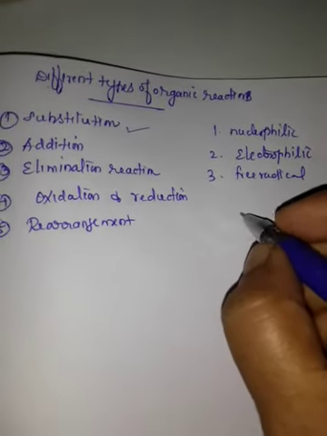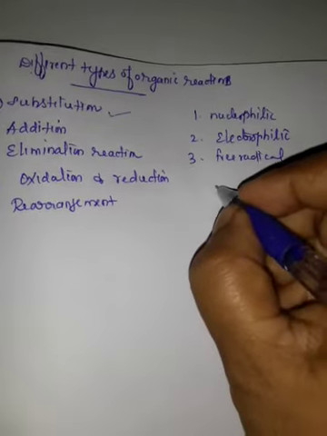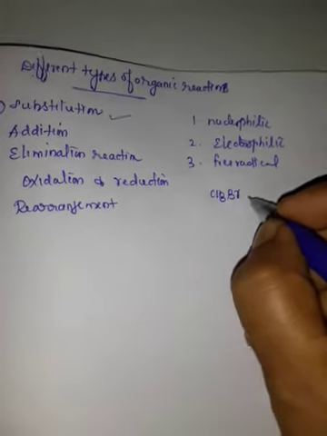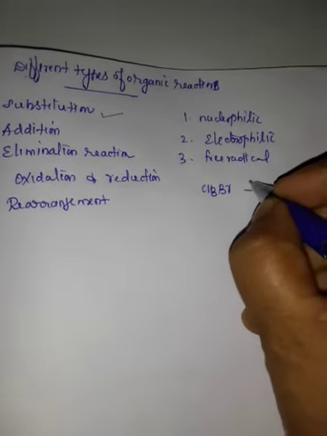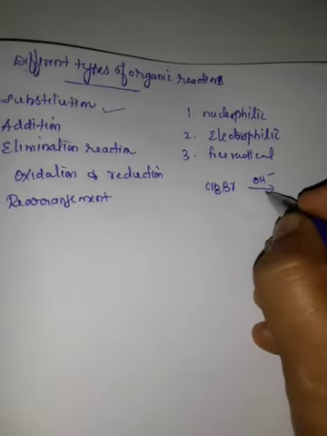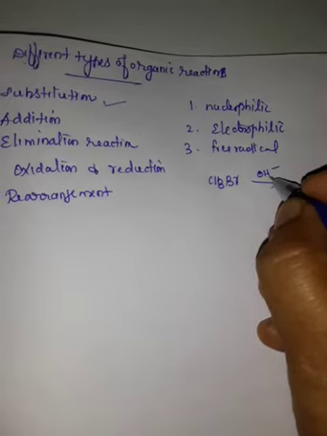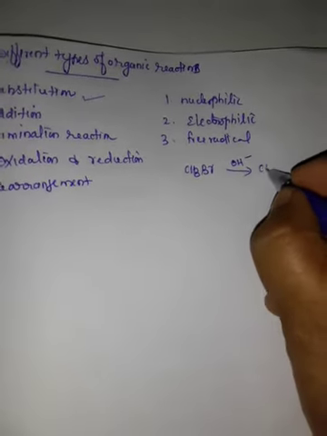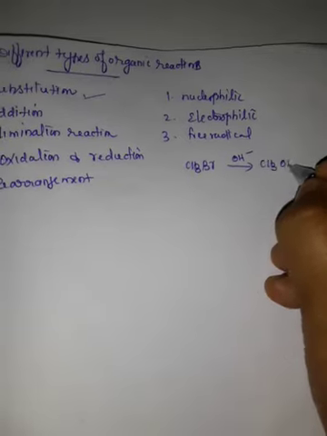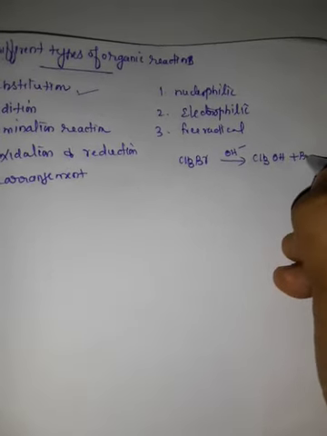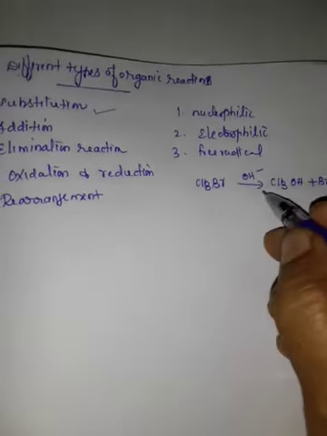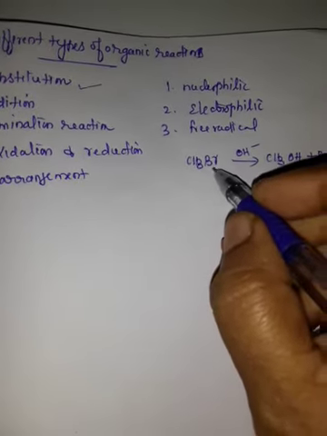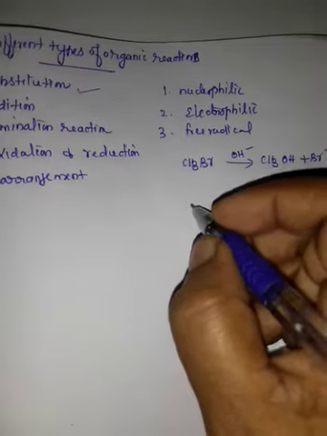Nucleophilic, best example, alkyl halide, that is methyl bromide, CH3Br, with OH minus, a nucleophile. So the Br is replaced by OH. So CH3OH, Br moves out. This is called nucleophilic substitution reaction. In the place of Br, OH replaces. Next, electrophilic substitution.